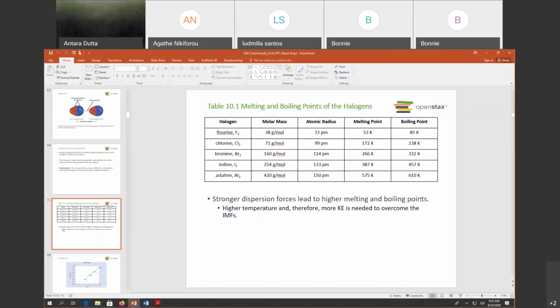Okay. So for example, next I'm giving you N2 and CO. Now N2, nitrogen gas, is it polar or non-polar? WebEx people, you can also answer. N2 non-polar, very good. So what is the intermolecular force present in N2? London dispersion force. Very right. So LDF. And then CO, carbon monoxide. Is it polar or non-polar?